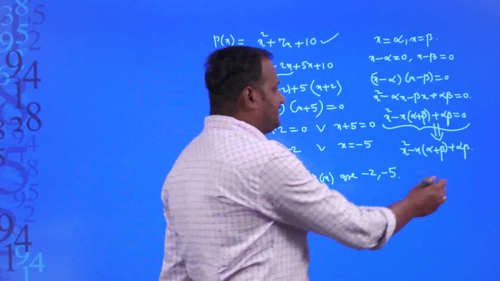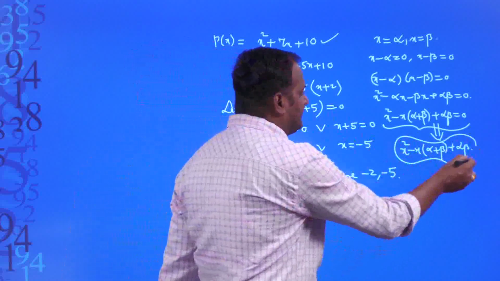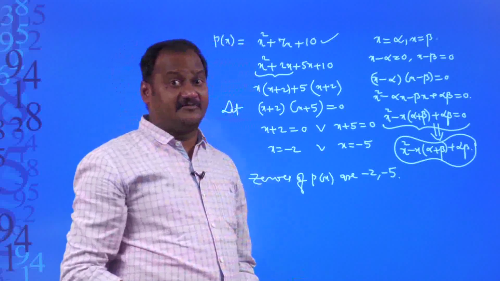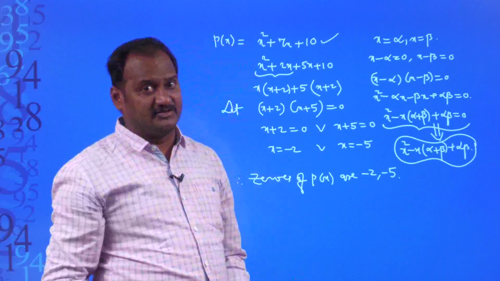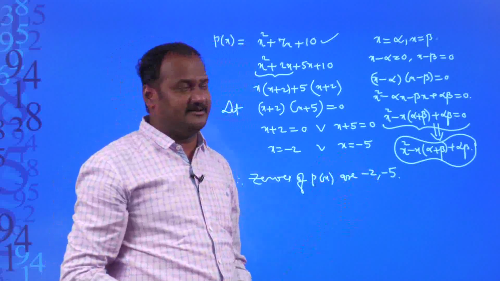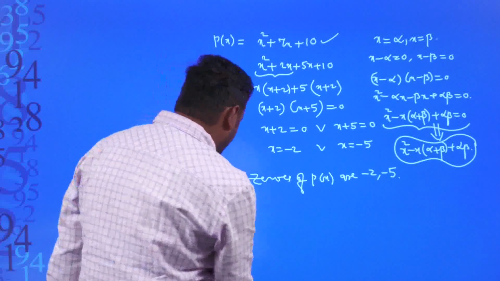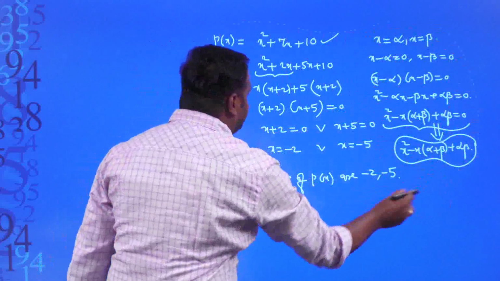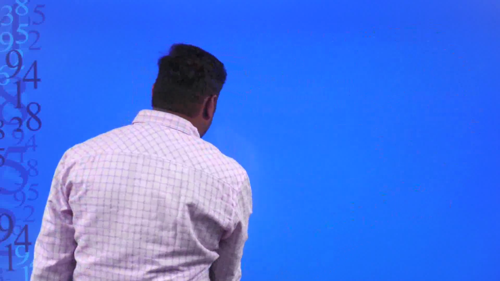So, x square minus x into alpha plus beta plus alpha into beta is called the standard form of a quadratic polynomial when zeros are given, right. x square minus x into alpha plus beta plus alpha into beta. For example, by using this, I can easily find out what the quadratic polynomial is.